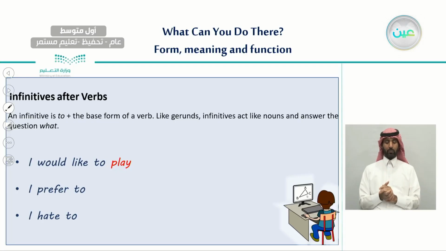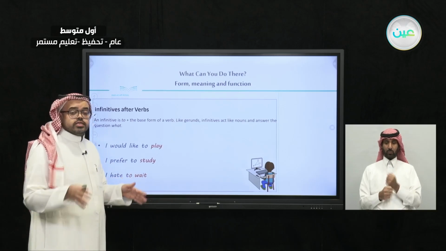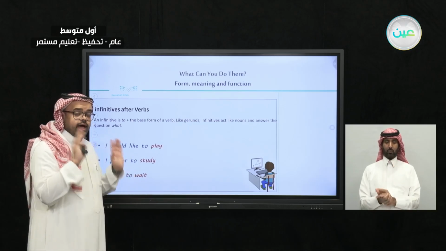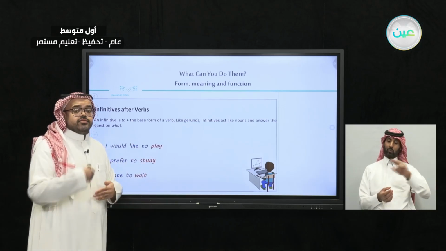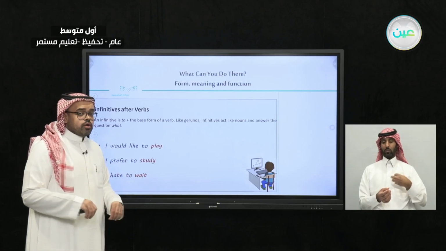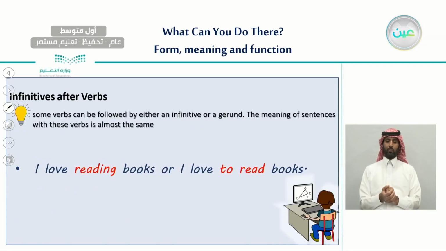Number two, I prefer to study. So here prefer is a verb and to study is the infinitive. And the last one, I hate to wait. So hate here is a verb and to wait is the infinitive. So again, we are using the infinitive the same as gerunds. We're using them after certain verbs and we are using them to act as nouns, not as verbs.